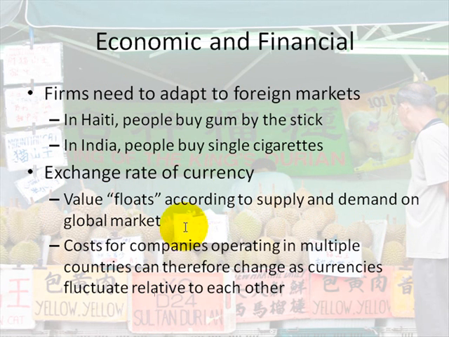Economic and financial. Firms need to adapt to foreign markets. The book gives an example that in Haiti people buy gum by the stick. It's considered a luxury item, and not a lot of people are very wealthy there, so you buy gum by the stick, not by the pack. And so they need to adapt to that.